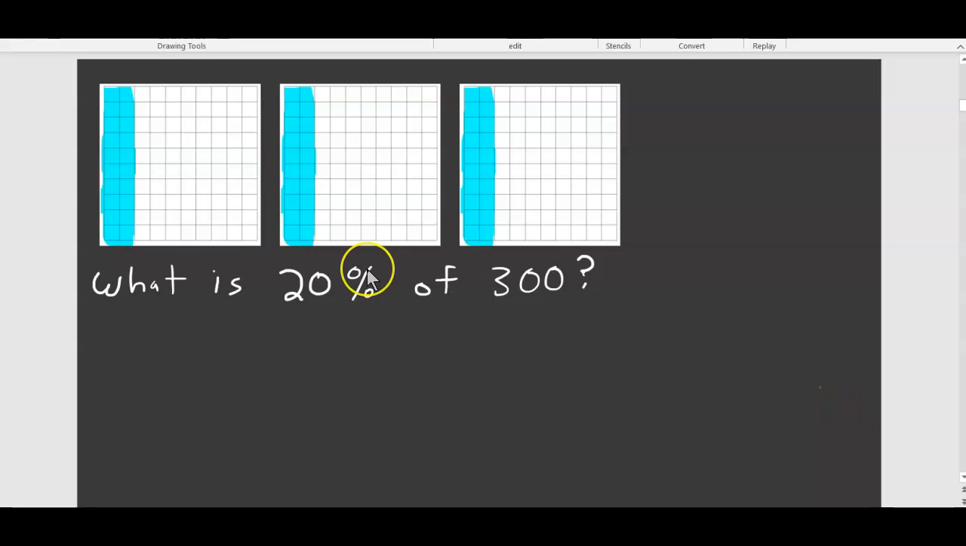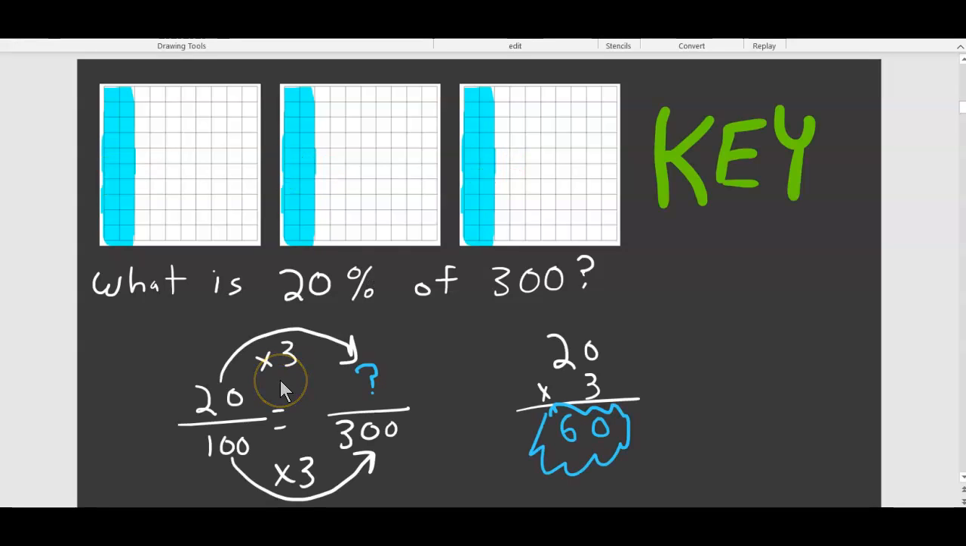What is 20% of 300? Well, it's kind of easy, right? You see the pictures, right? 20, 20, and 20, right? How many 20s do we have? 3 of them. So we could just say 3 times 20, right? But what would that look like? Like this. Oh, here's the key. And look what you get.